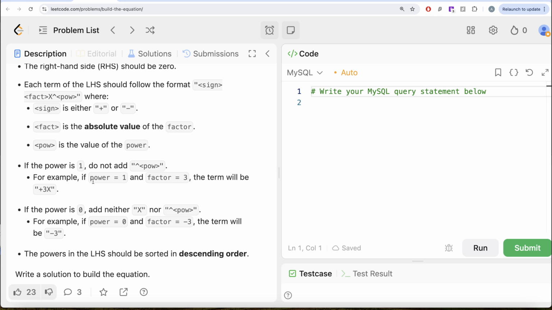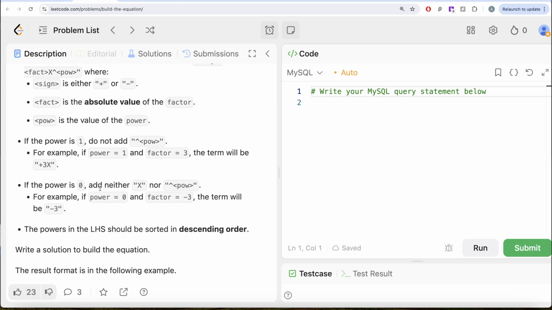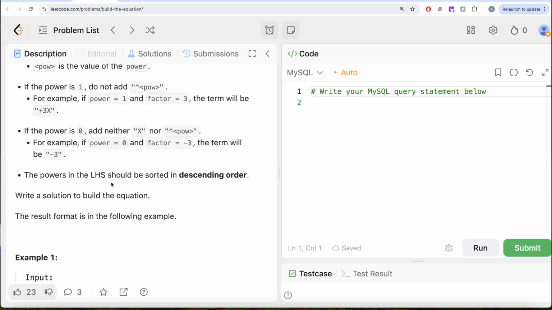So for example, if power is equal to 1 and factor equal to 3, the term will be plus 3x. If the power is 0, add neither x nor power. For example, if power is 0 and factor is minus 3, the term will be minus 3. The powers in the LHS should be sorted in descending order. We are asked to write a solution to build the equation.